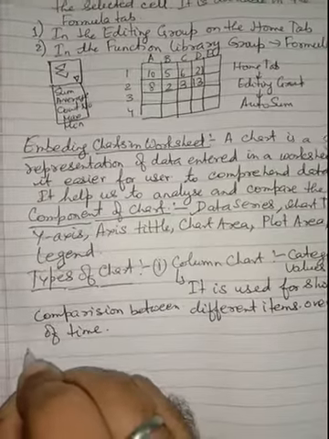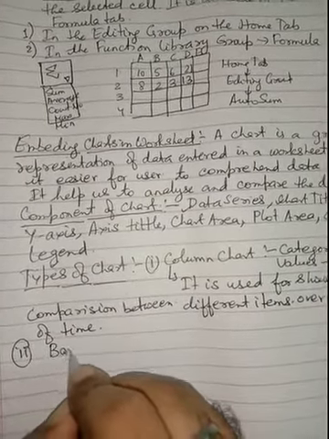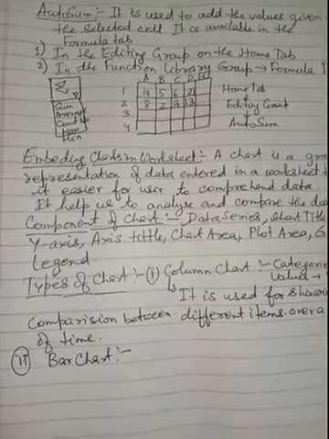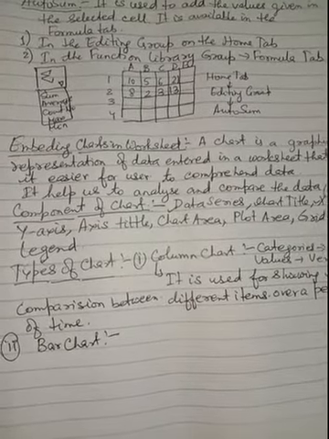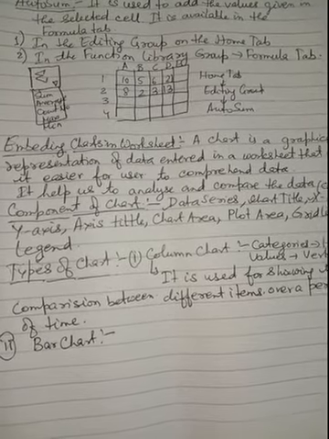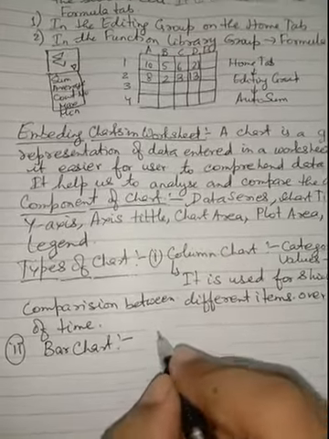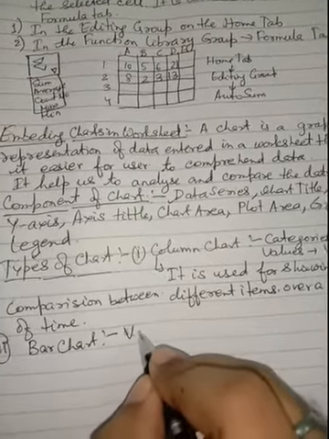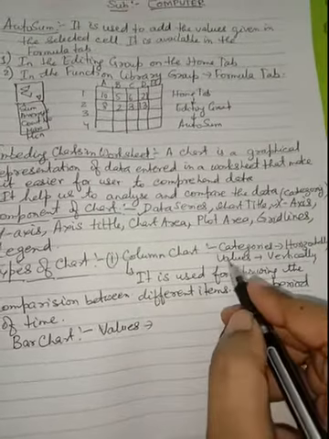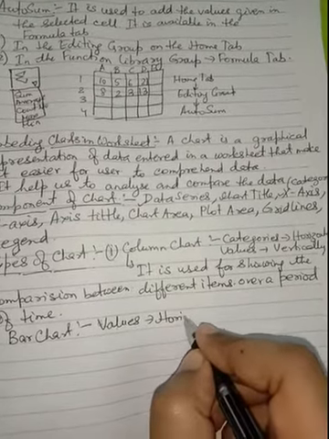Now the next type of chart that we are going to discuss is the bar chart. What does the bar chart show? It generally shows the comparison between individual items through a bunch of bars. It is similar to the column chart, but here the values are organized horizontally. Remember, in the column chart the values were organized vertically, and in the bar chart the values are organized horizontally.